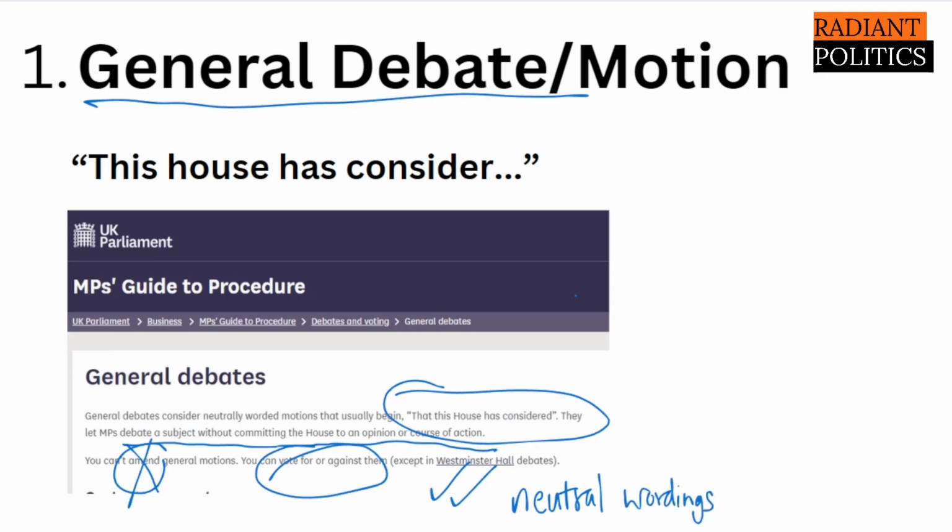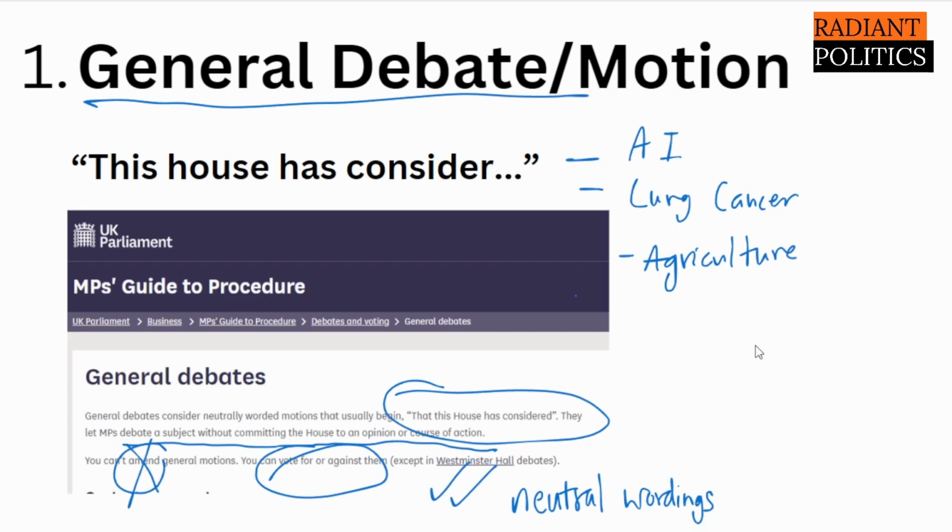Examples of a general motion are: this House has considered AI. This House has considered lung cancer in the UK. This House has considered agricultural industry. Basically, when the motion is passed it just means that we have talked about a certain thing and are going to move on without calling for action.